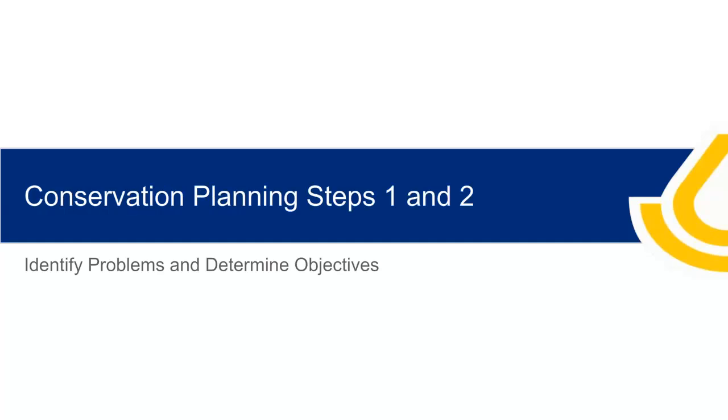Since we have that information, we have already started the planning process and have some information for steps 1 and 2. Identify problems and determine objectives. The planner should use the environmental evaluation process throughout the planning process. So let's get started on the environmental evaluation. We will open the EEPT.